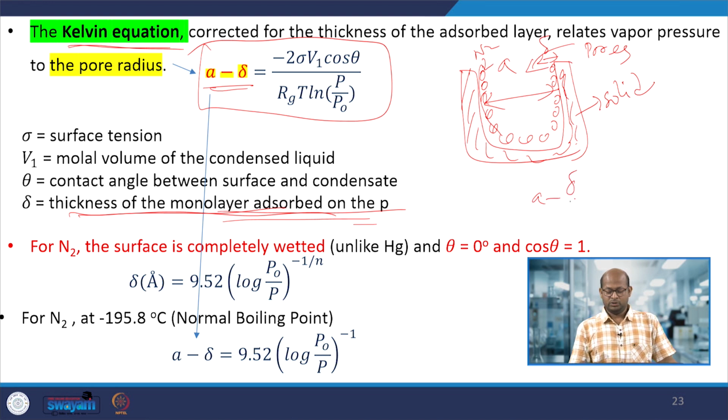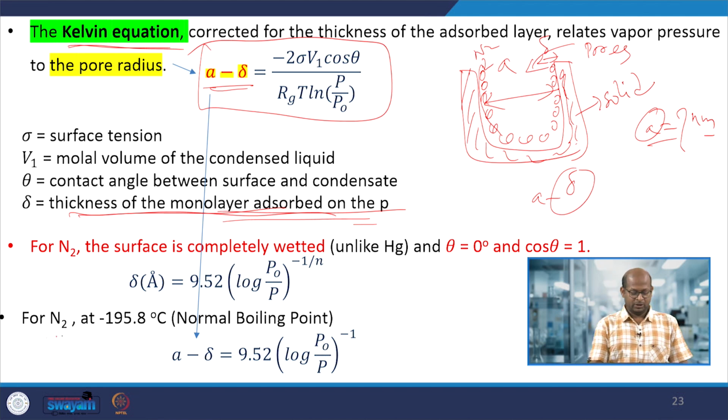Okay. Whenever we want A, the actual pore diameter of that material in nanometers, we have to add the monolayer thickness, which you have to find out using this equation.